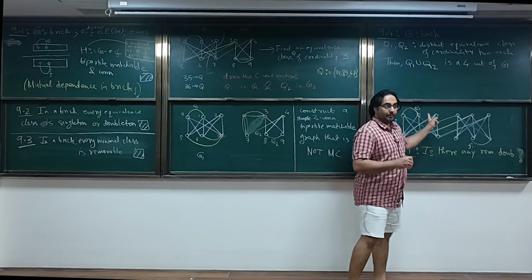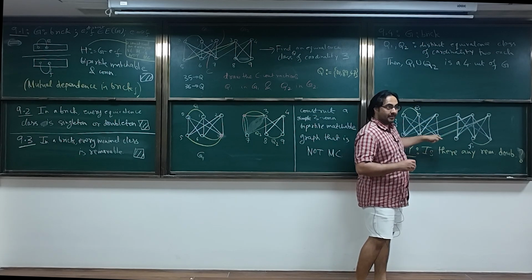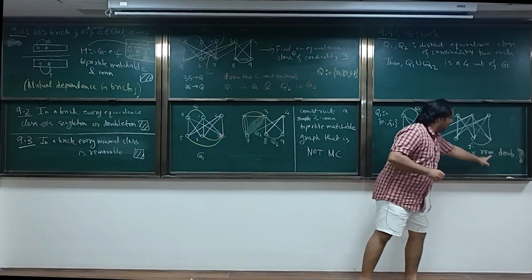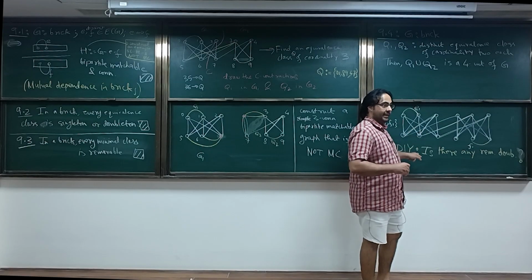You have to check that this is a brick actually. Once it is a brick, you can simply apply this. So in fact, there is no other pair of mutually dependent edges. Therefore, there is no removable doubleton. Therefore, this brick is actually not near-bipartite. So we just solved the DIY.